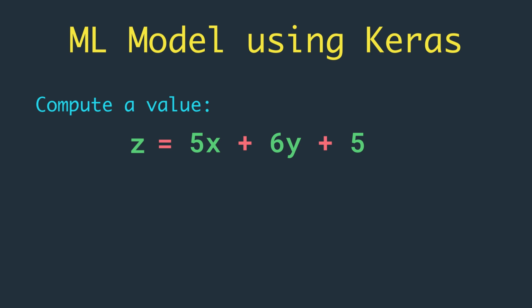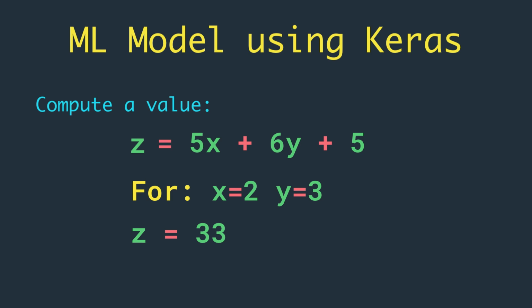Once the model is trained, we will use it to predict the value of z for any unseen x and y values. For example, given x equals 2 and y equals 3, the model should predict an output z equals 33. In machine learning, we call this kind of problem a linear regression case study. Technically speaking, we will create a single layer network consisting of only one neuron, which is trained to solve a linear regression problem. So without further ado, let's get started. I will explain the rest of the things while coding the machine learning model.